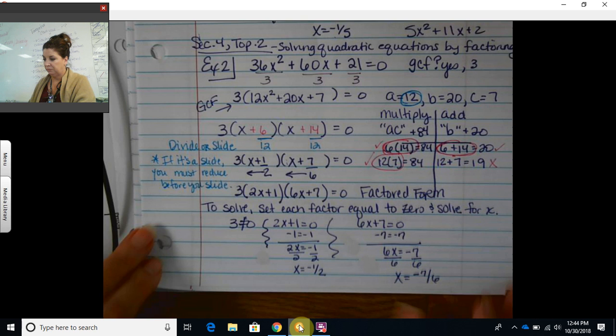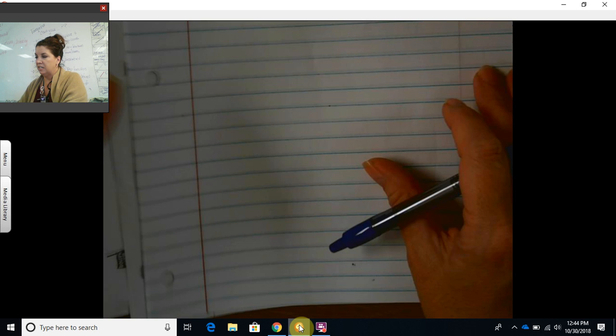All right, let's look at the next example. And if you were in my first period, these example numbers do not match up with your notes. They're a little bit off. This next example would be the first one that we did today.